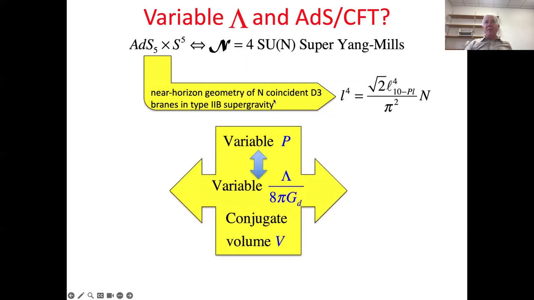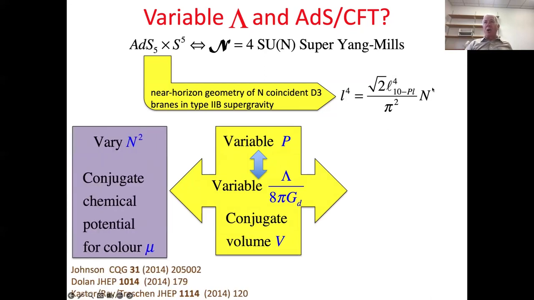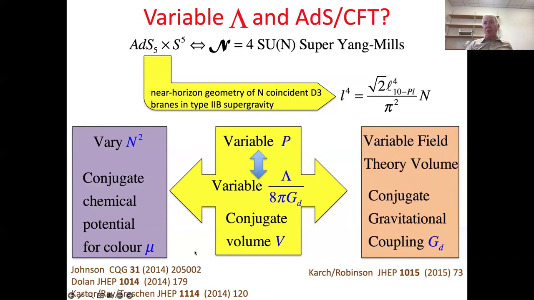And what would this mean? Well, variable pressure will have a variable lambda. There'll be variation on this side. So what is going on with this n? Well, there have been two suggestions put forward. One is that maybe you could vary this integer n in the SUN of Yang-Mills theory, or actually n squared, and that it would have a conjugate chemical potential. But another that I'll explore here is a proposal that originated with Karch and Robinson, that the volume of the field theory on this side varies.